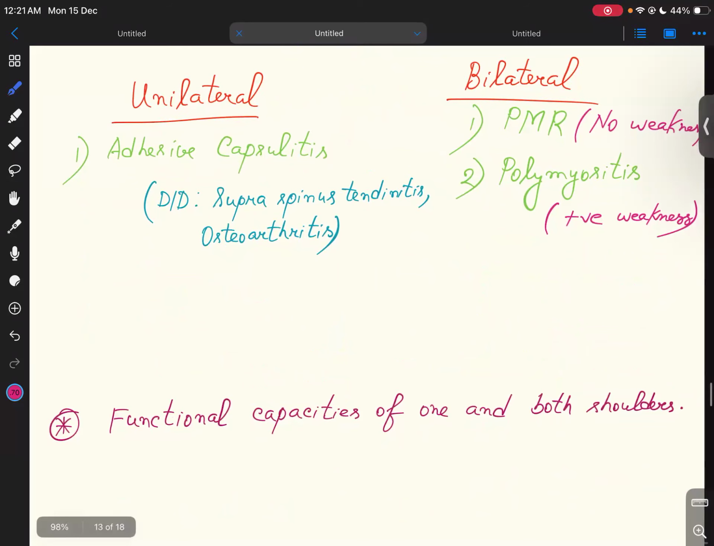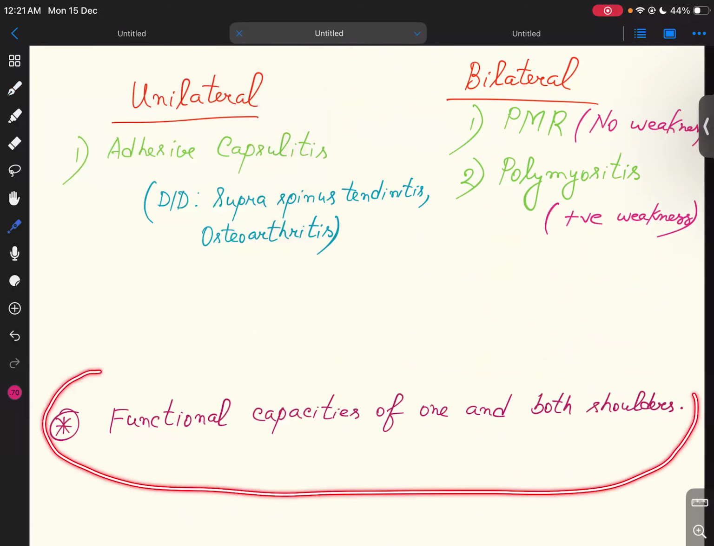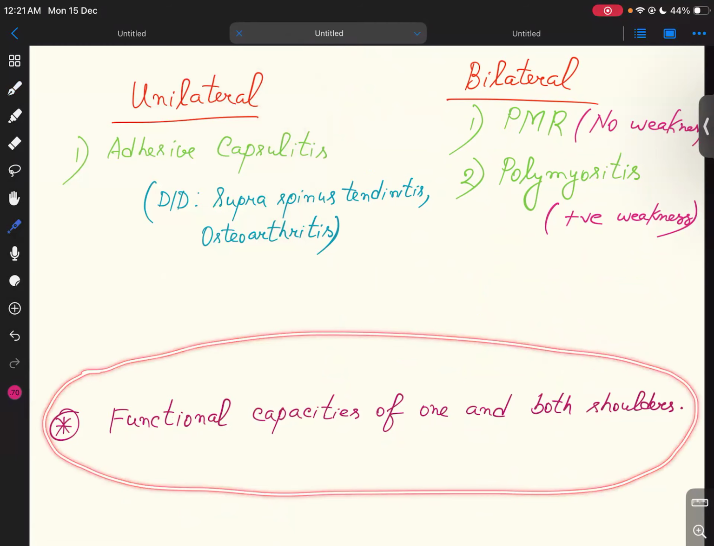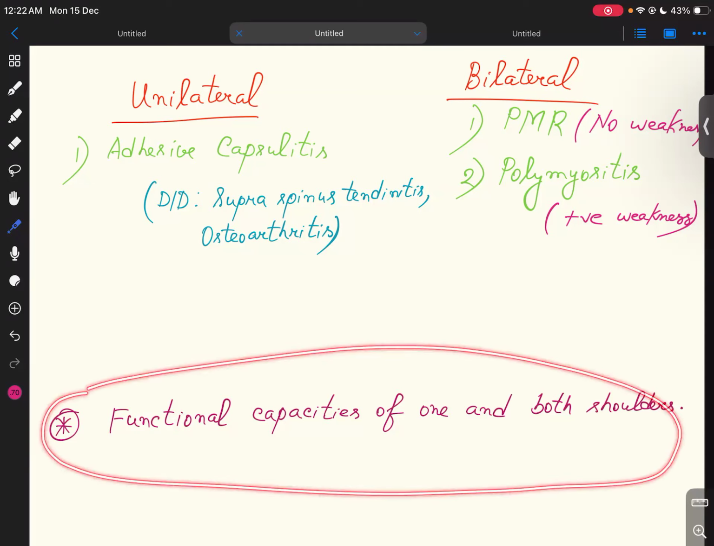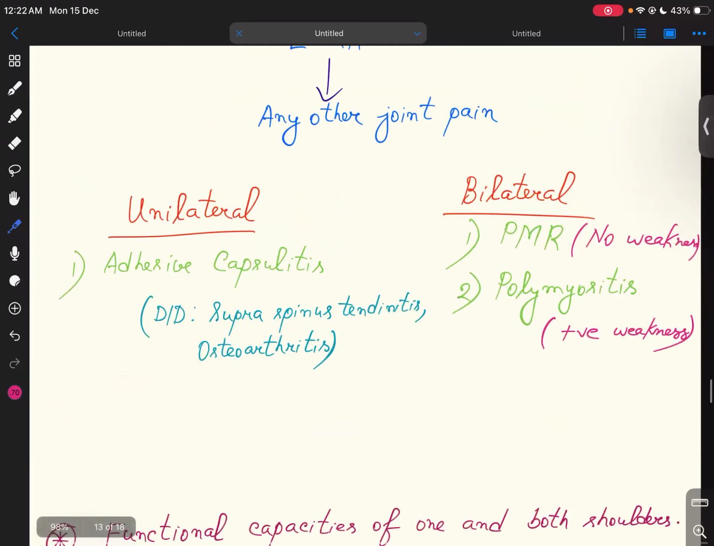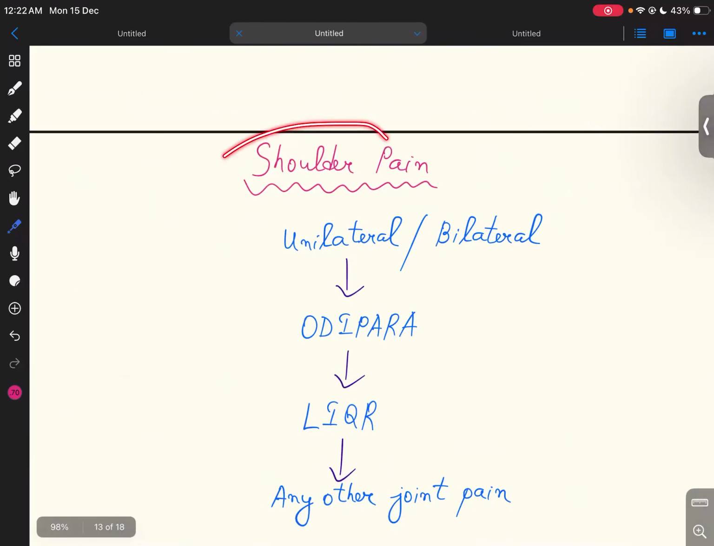And also we have to check the function and capacity of both shoulders. How to check it? Just check for proximal weakness. It will be covered in the physical examination video that we have to check for proximal weakness of the hand. In this way, we will already check the function and capacity of the shoulder, whether the patient is able to raise his or her shoulder above the head. We have to do this examination in the physical examination. So this is all for shoulder pain.